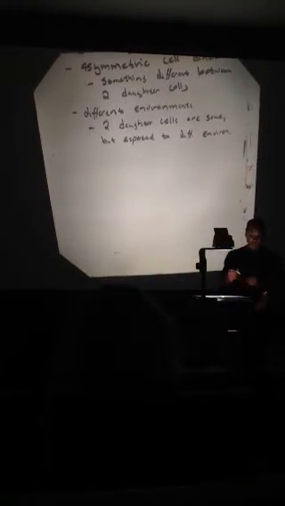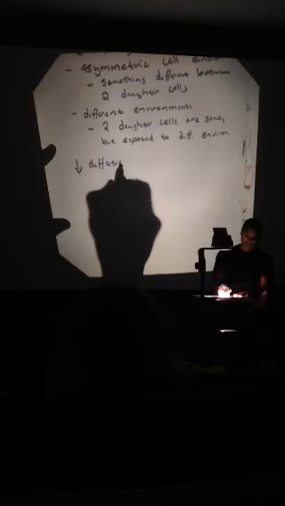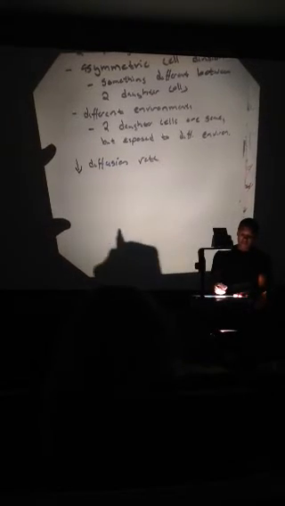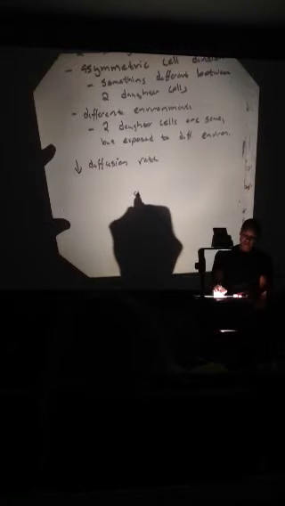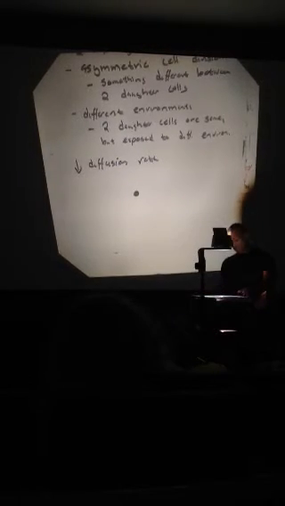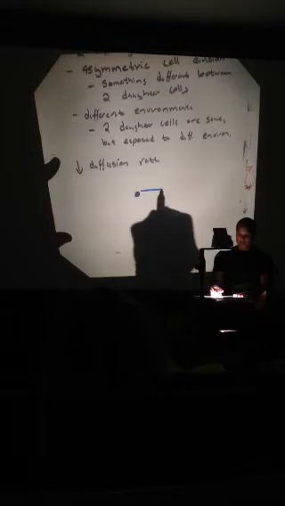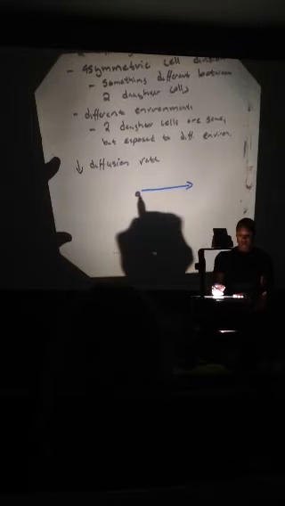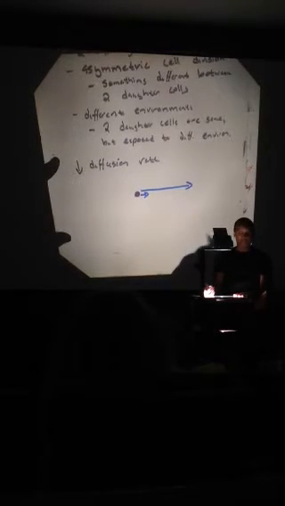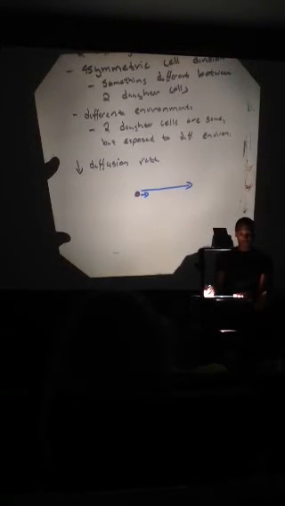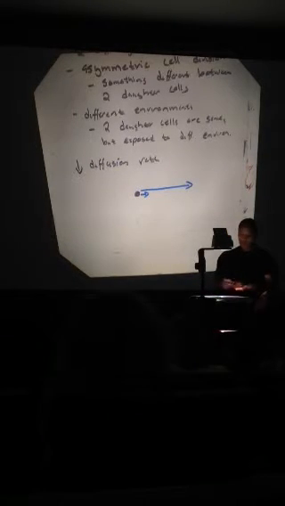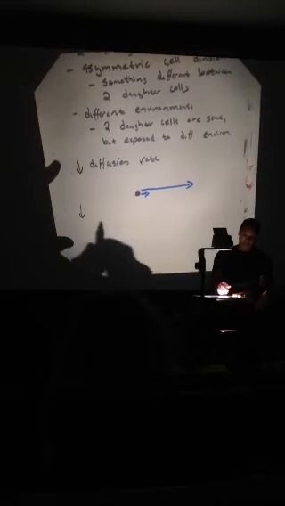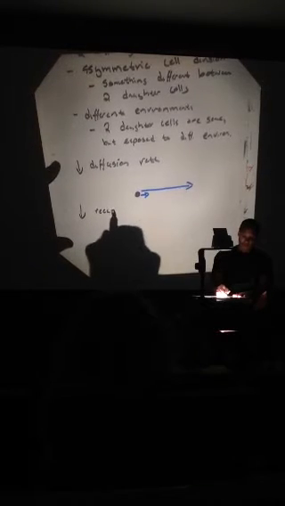So again, the idea is you want to decrease the diffusion rate, meaning that if this is your cell that's making your morphogen, you don't want the morphogen to diffuse far away. You want the morphogen to only diffuse a little bit, so you want to decrease the diffusion rate. And you want to decrease receptor affinity.